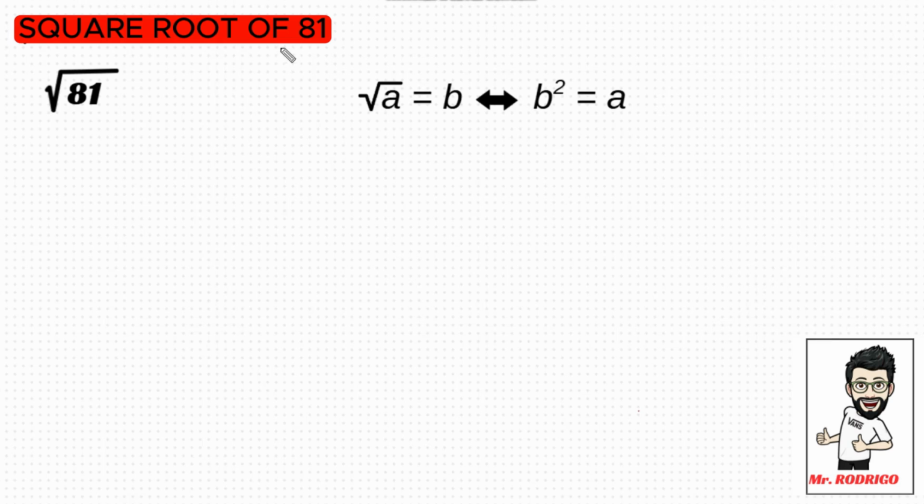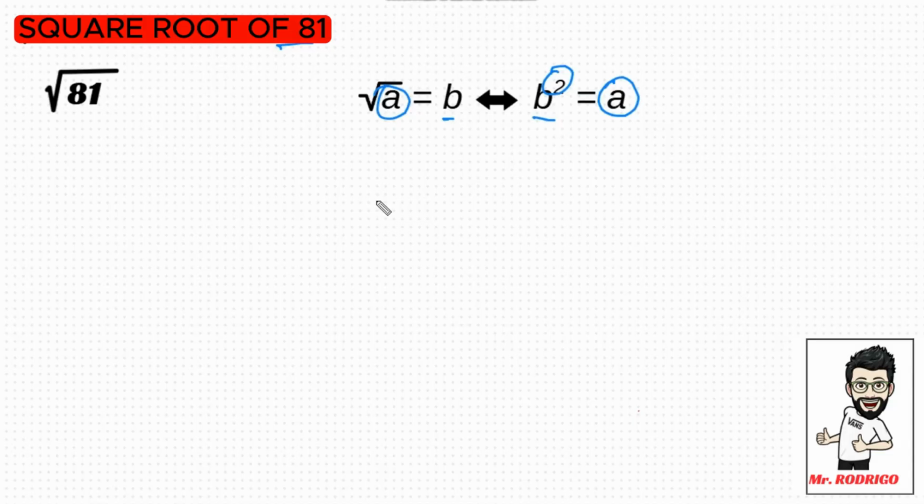What is the square root of 81? To calculate the square root of 81, we need to understand the definition of a square root. So, the square root of a is equal to b if, and only if, b squared is equal to the value of a, that is, equal to the value inside the root. So what does that mean for us?